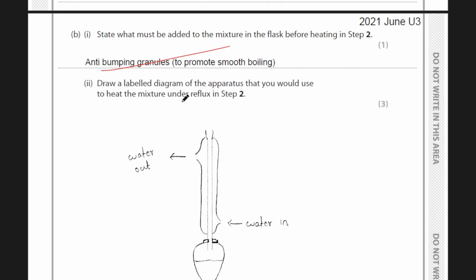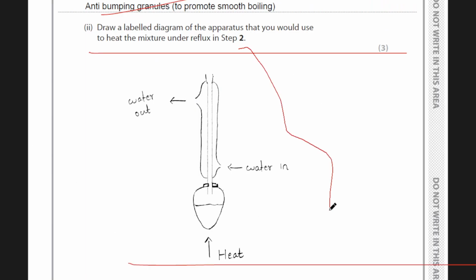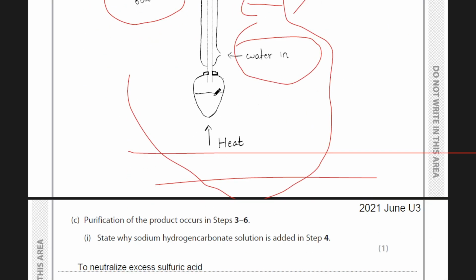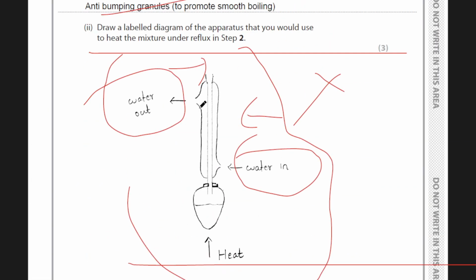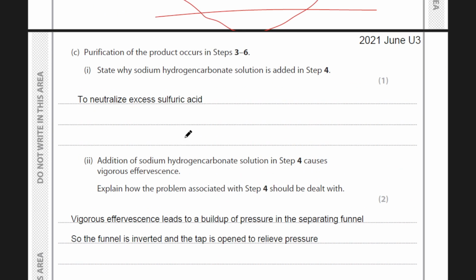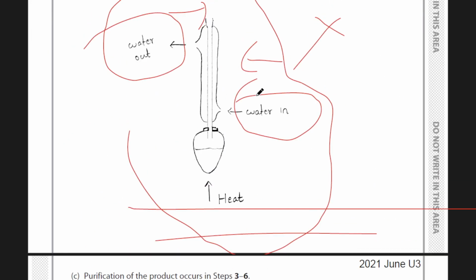Draw a labelled diagram of the apparatus that you would use to heat the mixture under reflux in step 2. Obviously, this is the common heat under reflux apparatus. Make sure the arrow signs of water in and water out are correct. It shouldn't be like this. If you do that, one mark will be crossed. And why do we do that? Because we need to ensure that no air bubbles are produced inside the condenser, and the cooling process is much more efficient.